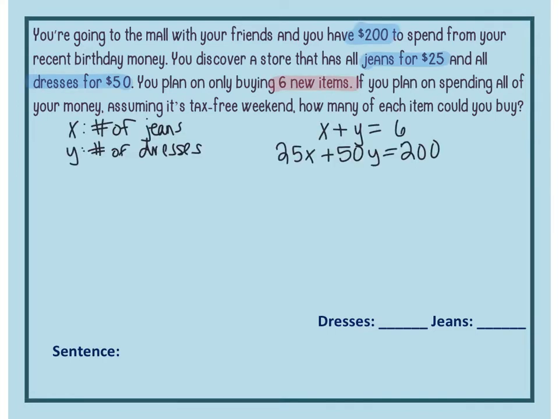So hopefully you got these 2 equations correctly. Now it doesn't matter which one you write first. So this said that the total number of items you were going to buy was 6. So the number of jeans plus the number of dresses is going to equal 6.